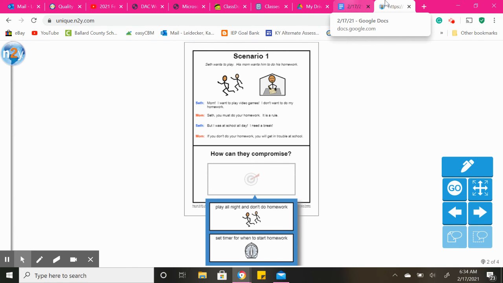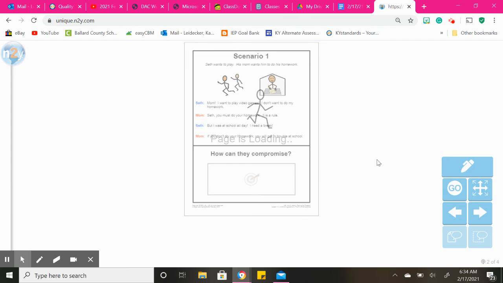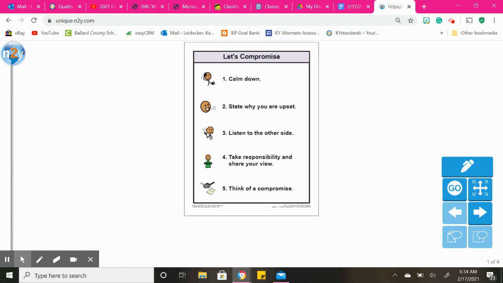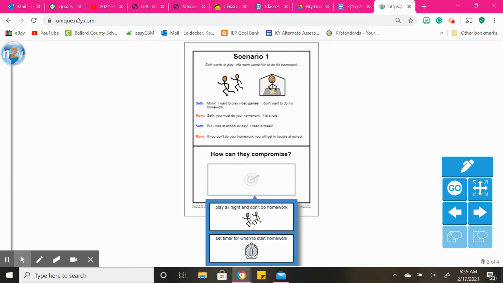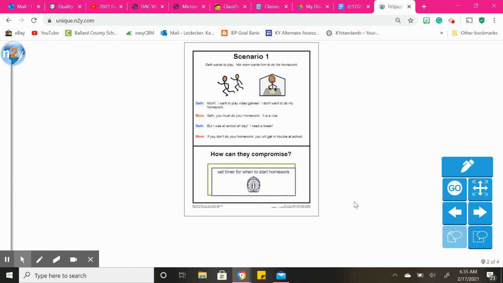Okay, so again, I'm going to go back to the first slide. First, Seth would have to explain why he's upset. Well, he was at school all day and he just wants a break. Now, Mom said, "Well, that's the rule. You have to do your homework first." Then Seth should take responsibility for what his mom has said to him because she's his mom and he should respect her. And then they're going to think of a compromise together. How can we solve this problem together, since you want to go outside and you also need to do your homework? They could play all night and not do homework, or they can set a timer for when to start homework. So I would set the compromise as, "Hey, I'm going to work on homework for this long, and then I'll go outside."